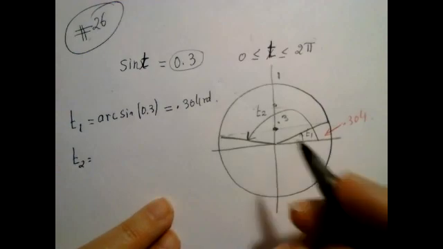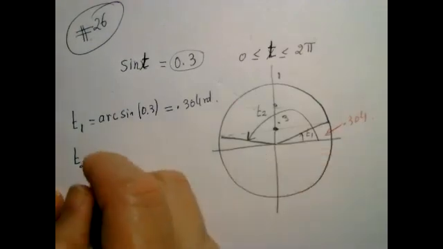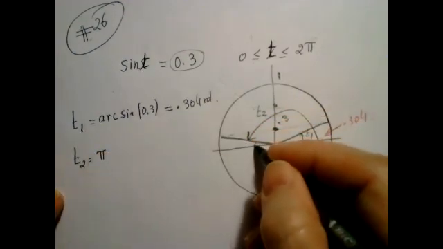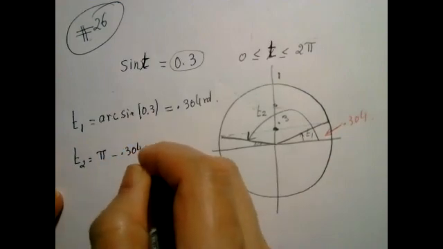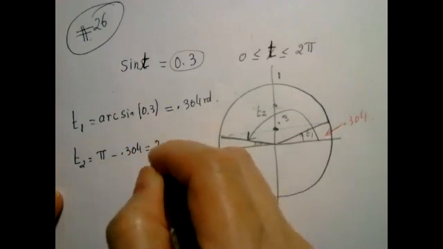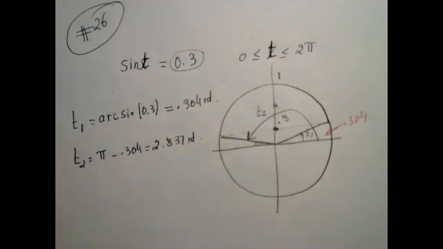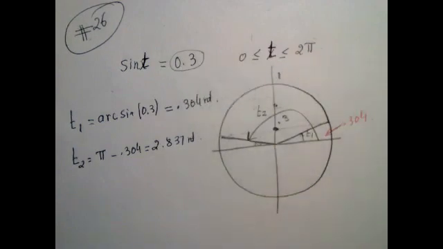Use your picture. 2.37, anybody else agree with him? Okay, so everybody is right. It's pi. Basically, you're taking the pi and you're taking away this angle. So pi minus 0.304, which is, I will copy verbatim what you guys gave me, 2.837 or so. Okay, so these are the two angles between 0 and 2 pi that satisfy this equation.